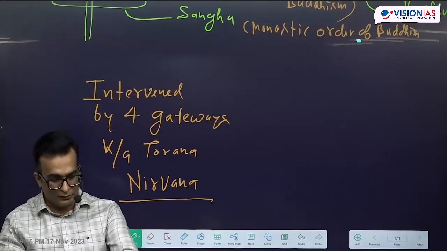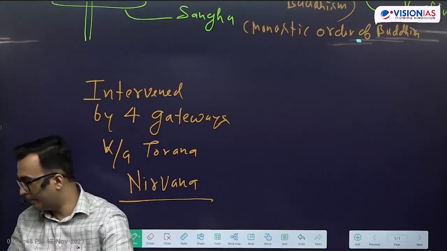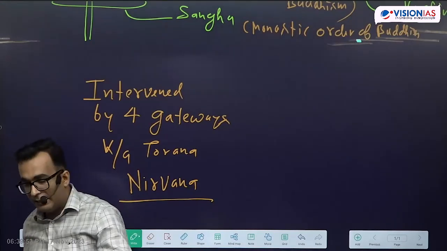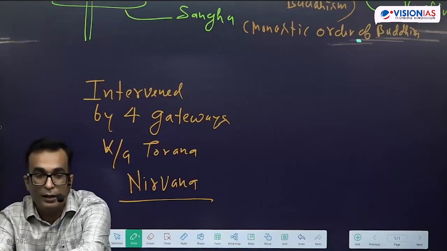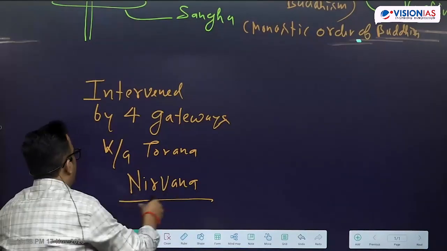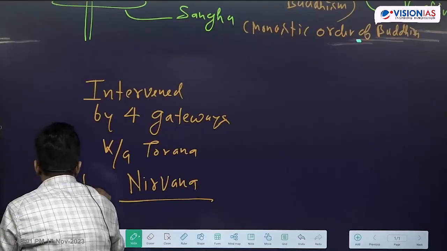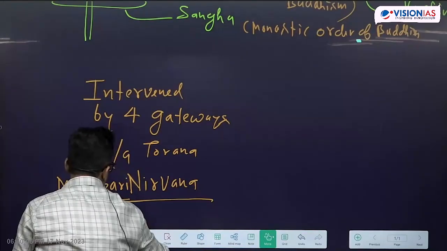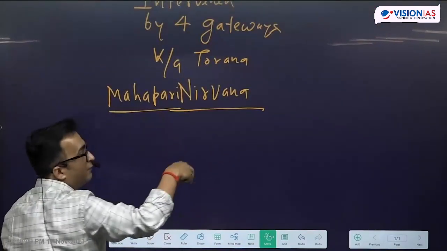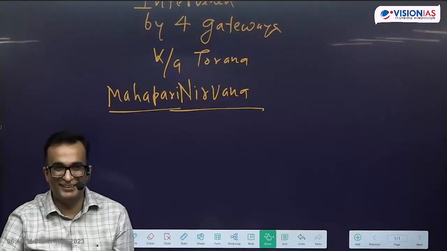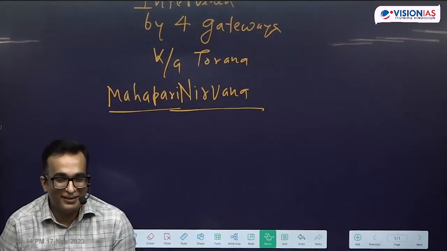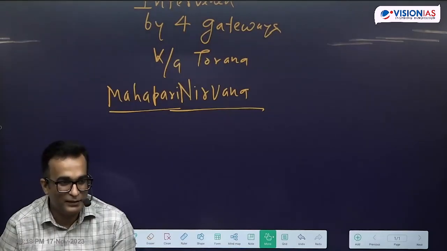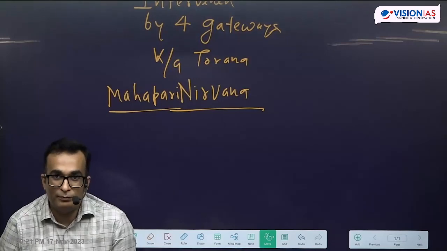North Toran indicates Mahaparinirvan. So Nirvan means enlightenment, but Mahaparinirvan is death. Okay? So you can write in brackets death at Kushinagar. But now there is one more part I need to add in this one.